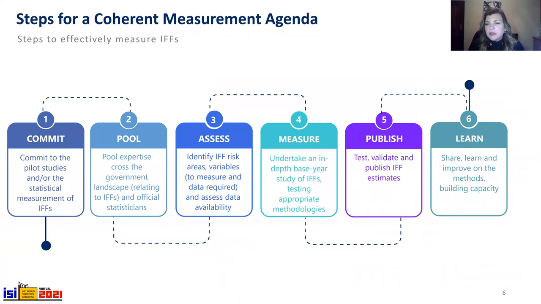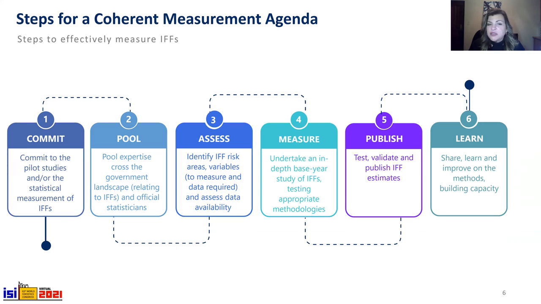Given that all these pilots are being run, what is important is that countries should commit to trying to measure illicit financial flows. Once they've committed to this process, the next step really is to try and pool their expertise across their various institutions, across the landscape, and then particularly identify who the official statisticians are that will be working on this particular measurement problem.